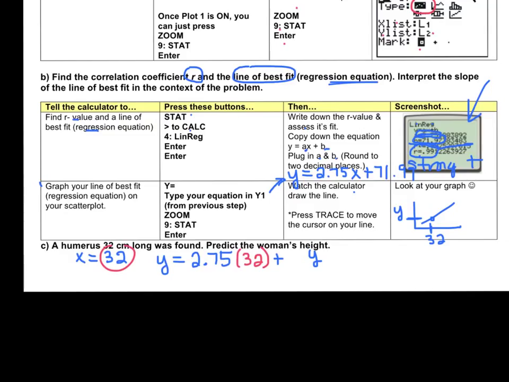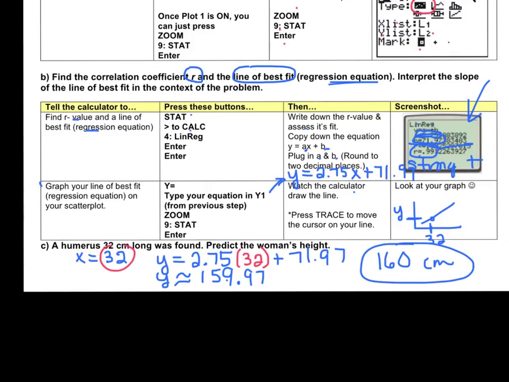So the equation was, I'm going to get rid of that y for a second, 2.75 times 32 plus 71.97. So when you calculate that all out, it ends up being approximately 159.97, or about 160 centimeters is how tall a woman would be with a humerus that is 32 centimeters. So hopefully you can do all of that all by yourself with the calculator, and we'll practice more problems with other situations.